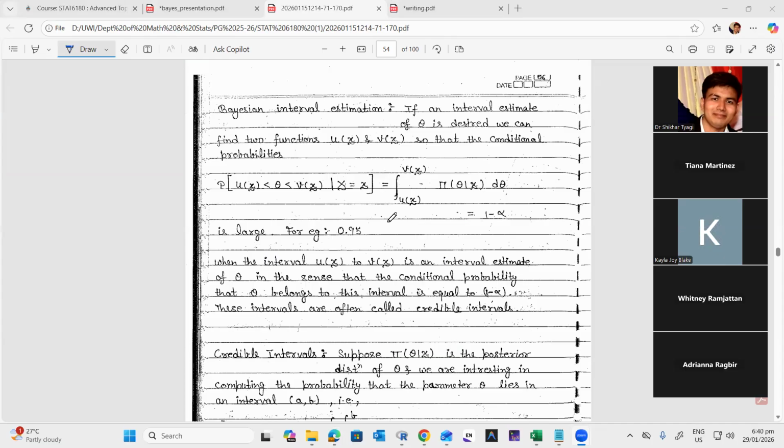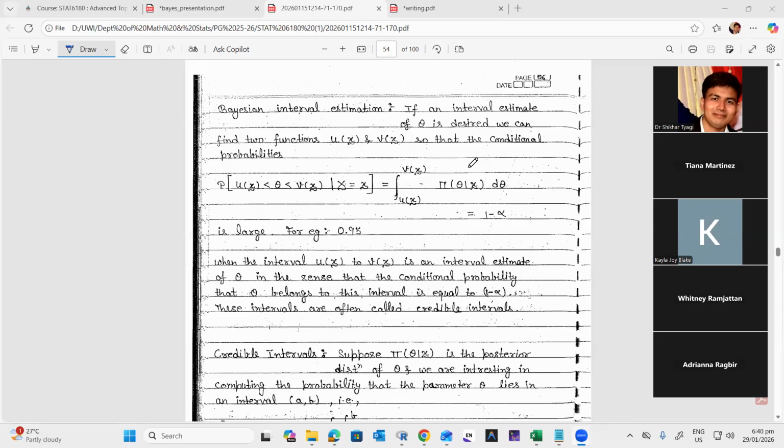So now we will discuss the Bayesian interval estimation. All right. So all of you, I hope, studied the confidence interval under the classical estimation theory. Did you study the confidence interval? Okay. So this one is quite similar to that, but not exactly the confidence interval.